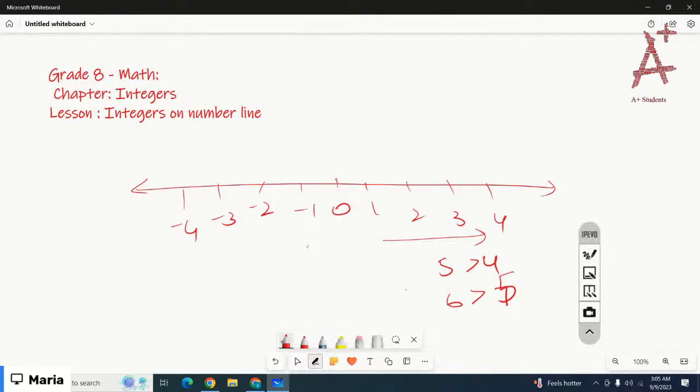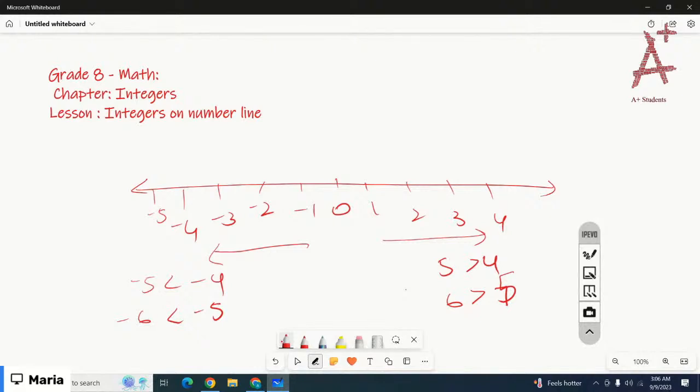And on the negative side, as you are moving far from 0, the next one is -5. The numbers are getting smaller and smaller. -5 is less than -4. The next one is -6. -6 is less than -5, right?